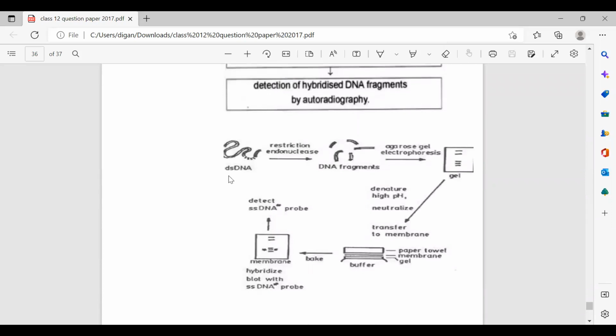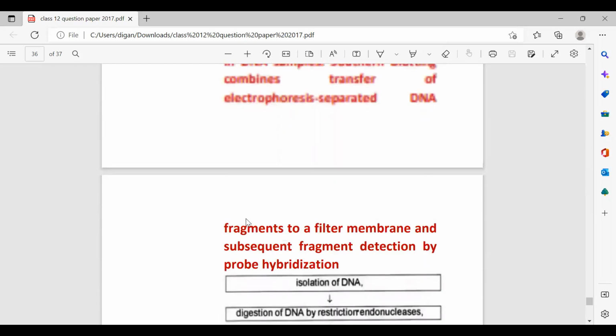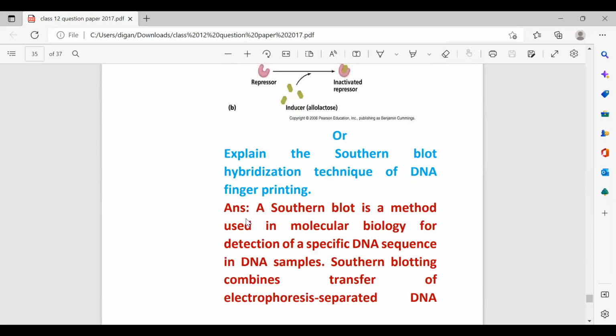First, this is the DNA. By the help of restriction enzyme, according to molecular size, it is cut into pieces. Then they are taken on the gel, and after that it is transferred with the help of paper towel onto the membrane, and then by the process of probe DNA, they are detected and the required DNA is identified. So this is the process of Southern blot hybridization.